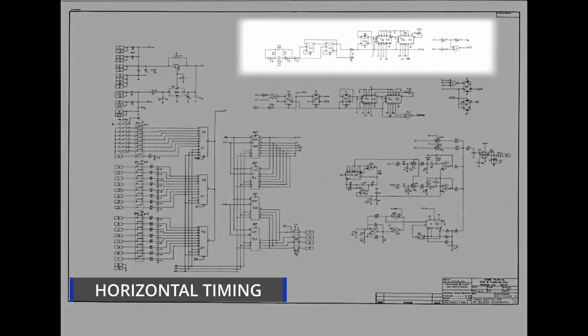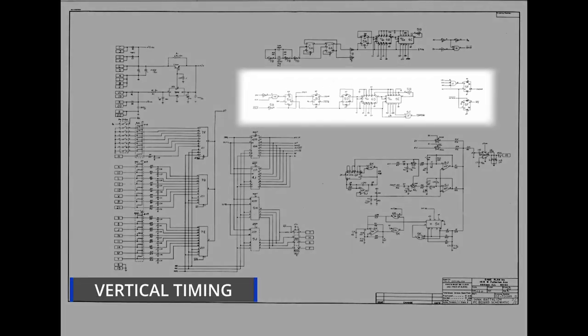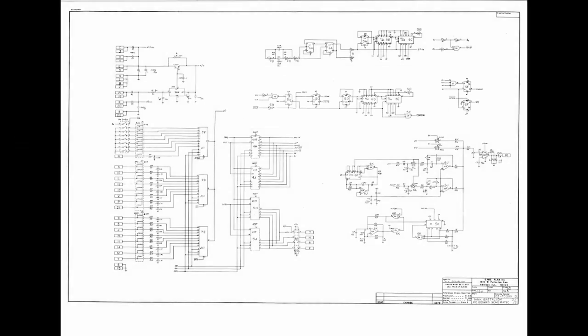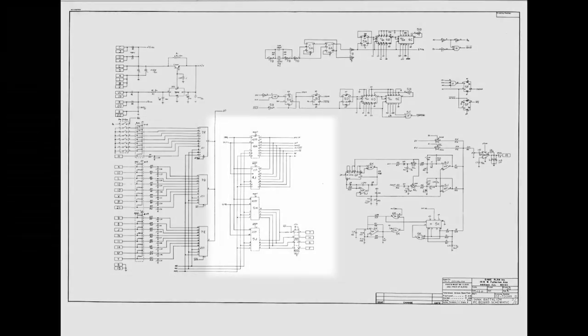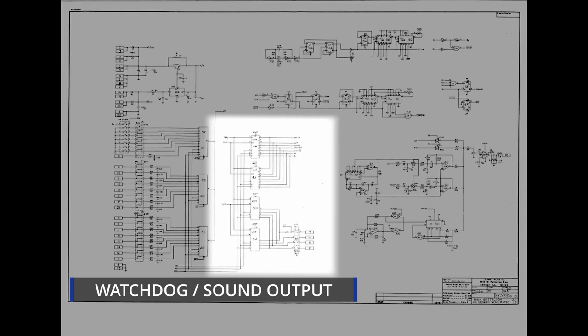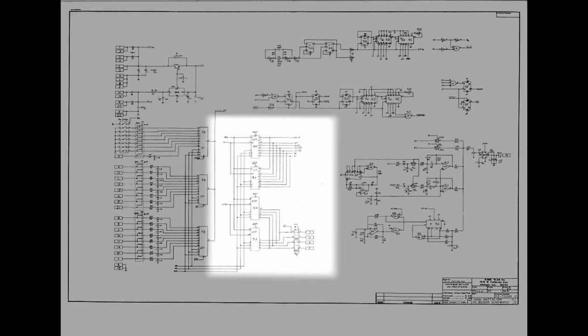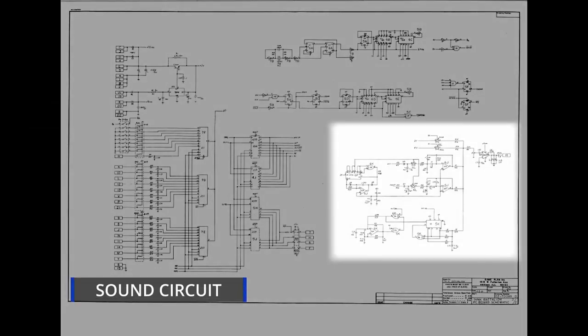On the second page we have the horizontal timing circuit made up of a crystal oscillator, flip-flops and 4-bit counter chips. The vertical timing circuit that uses the same techniques and outputs the composite sync to allow the CRT display to show images. We'll be covering this circuit in this episode and the next episode. The dip switch and controller input circuit. The output circuit to reset the watchdog timer and also trigger sounds. And finally, the sound circuitry. A very nice compact design.